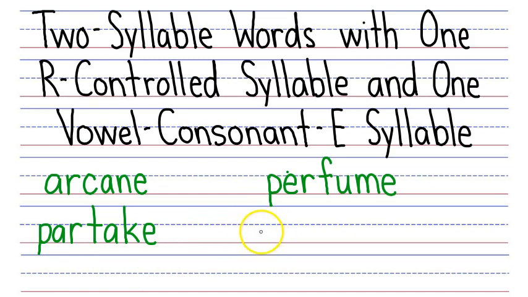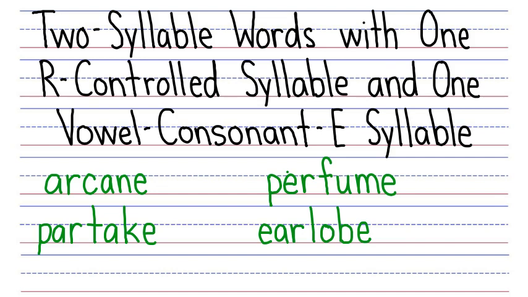Next word, earlobe. First syllable is the R-controlled syllable, ear, spelled E-A-R. Second syllable is lobe, spelled with an L that says L, an O that needs to make a long O sound, a B that says B, and a silent final E to make that O make that long sound. First syllable, ear. Second syllable, lobe. Say it together fast, earlobe.